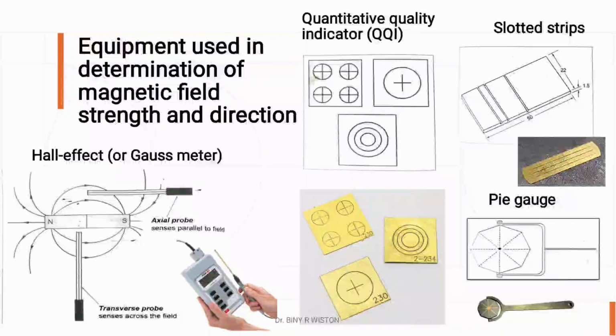Slotted strips, also called Burmah-Castrol strips, are pieces of highly permeable ferromagnetic material with slots of different widths that are placed on the object when the magnetic field is established. The slotted strips provide an idea of the magnetic field strength. These strips are used with wet or dry methods.